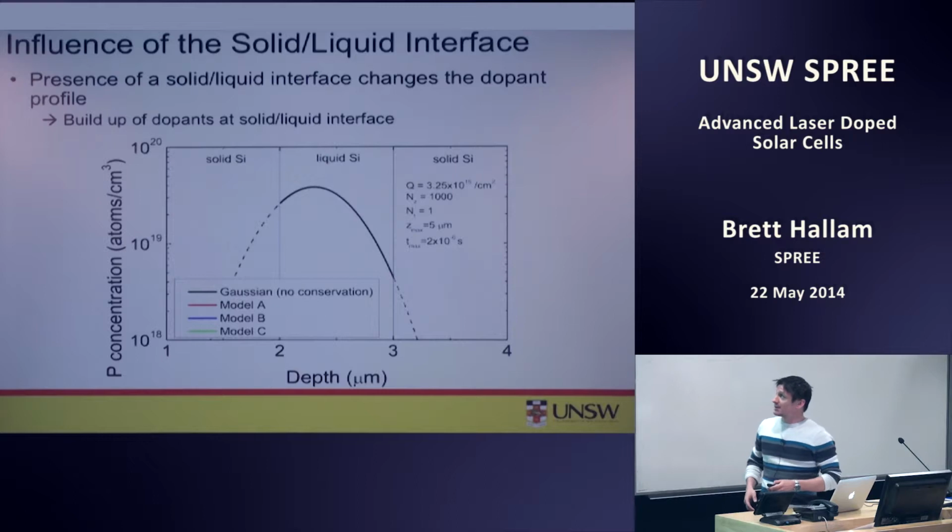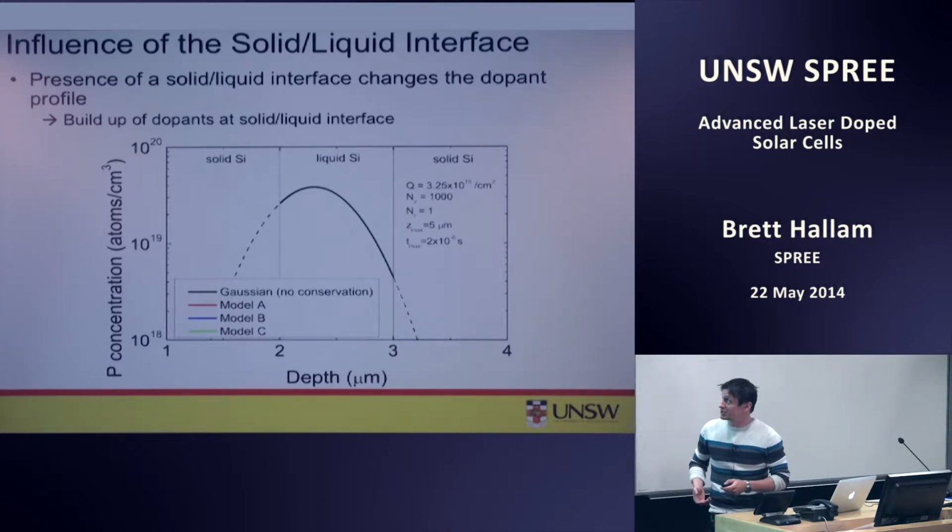So if now we start to incorporate the influence of a solid-liquid interface, this black curve is just the calculated curve without any influence of the solid-liquid interface and without any conservation of the dopants, so that the dashed profile would indicate where the dopant profile should be. So obviously we need a conservation of dopants within the molten silicon region.